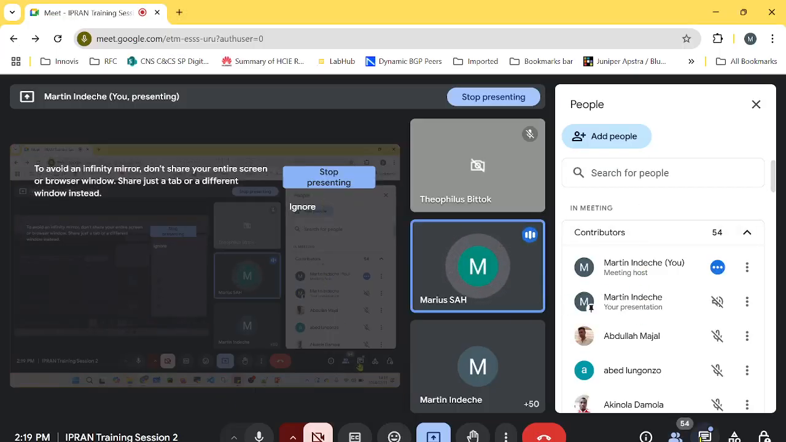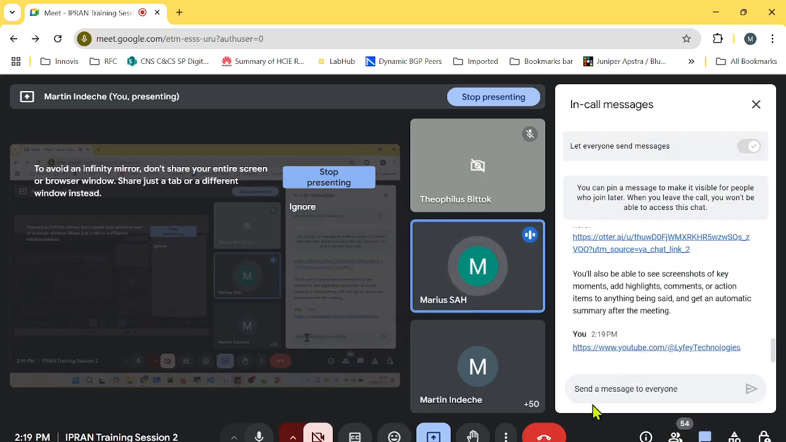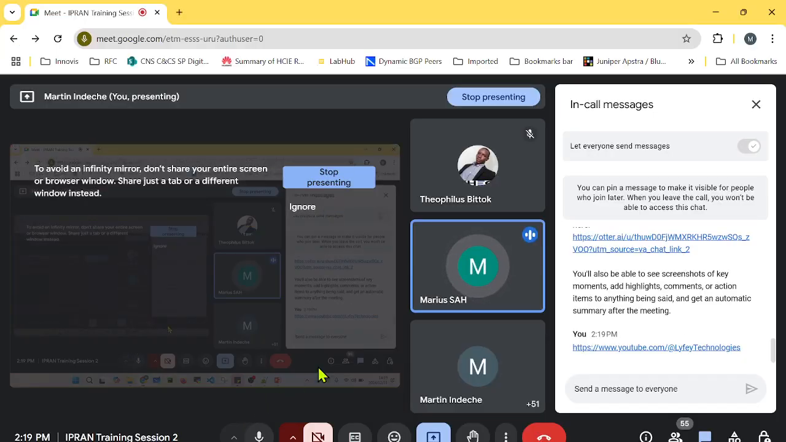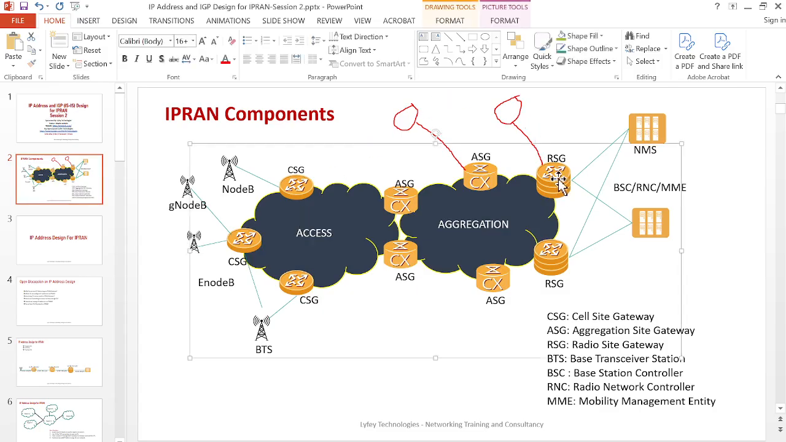The second question I have is regarding the IPRAN component. What is the difference between the ISG and the RSG? Is it possible to connect a site directly to the ISG? Yes, that is also a case that we have. Sometimes, of course, it depends on how you want your network to be. Sometimes, in a location where we have the RSG, you don't want to have an ASG and also a CSG.